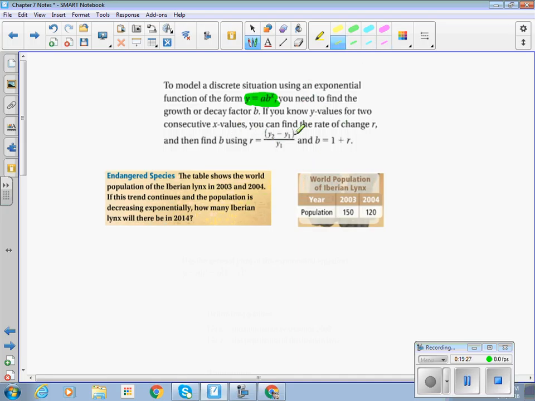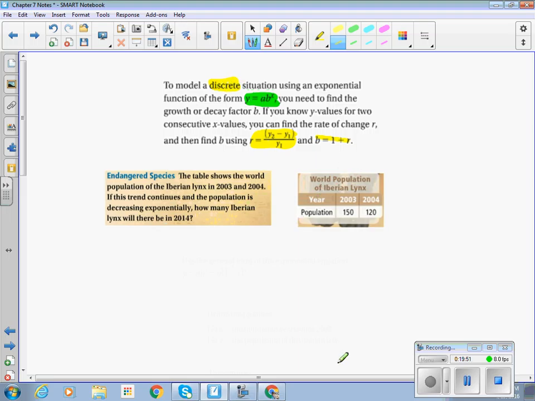So I definitely want you to highlight r equals y2 minus y1 over y1. It's so small. And don't forget b equals 1 plus r. And that's for a discrete situation, so when we don't have the in-between values.